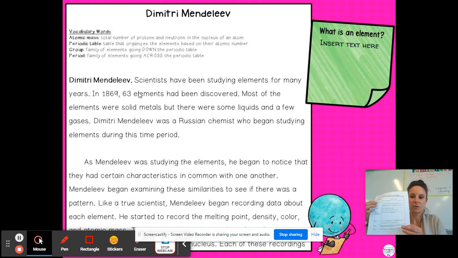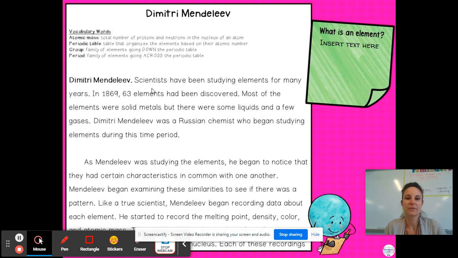Again, referencing questions, we are looking for the first and last name of the scientist on this slide, and we are looking for what data he recorded about each element. So the title of this slide is a scientist's name. His name is Dmitry Mendeleev. And we are going to run into about 4 vocabulary words as we move through this section.